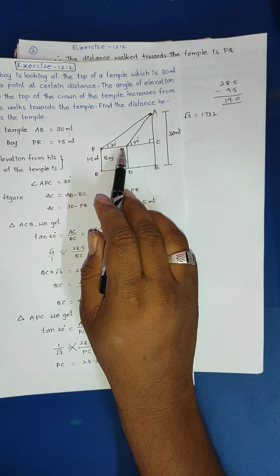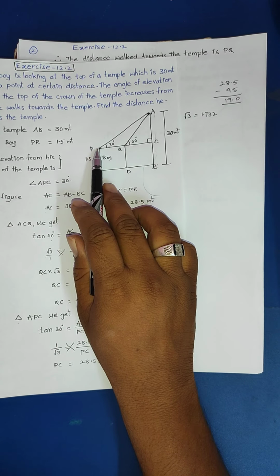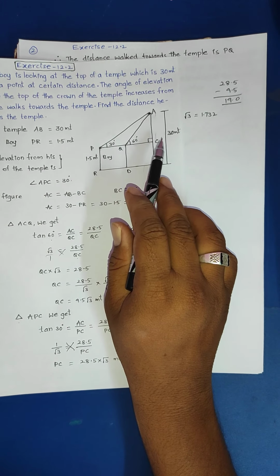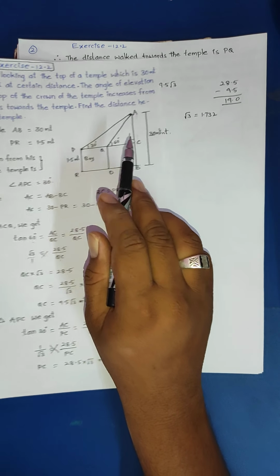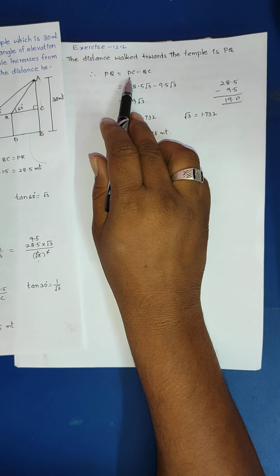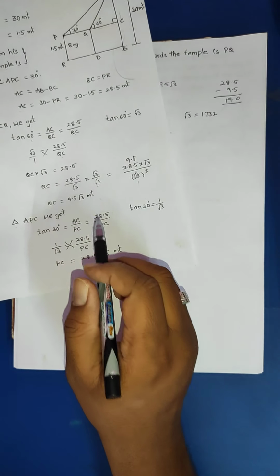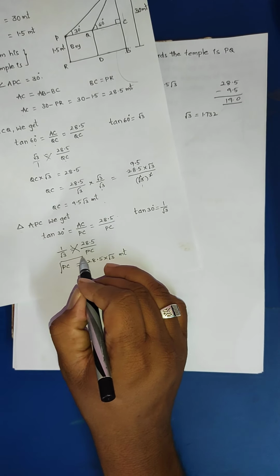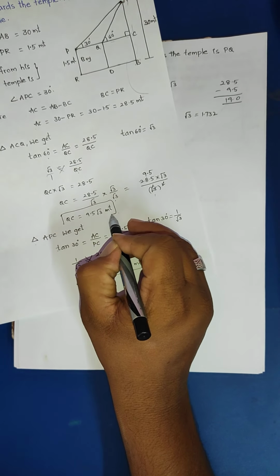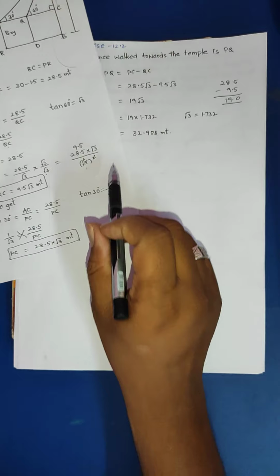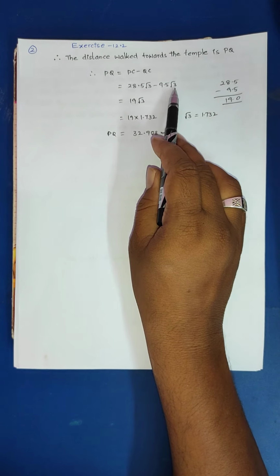This PQ distance is equal to the total distance, what? PC minus QC: if you subtract QC from PC, you will get PQ. PQ is equal to PC minus QC. We had the value of PC here, and the value of QC. PC is 28.5 root 3. QC is 9.5 root 3.